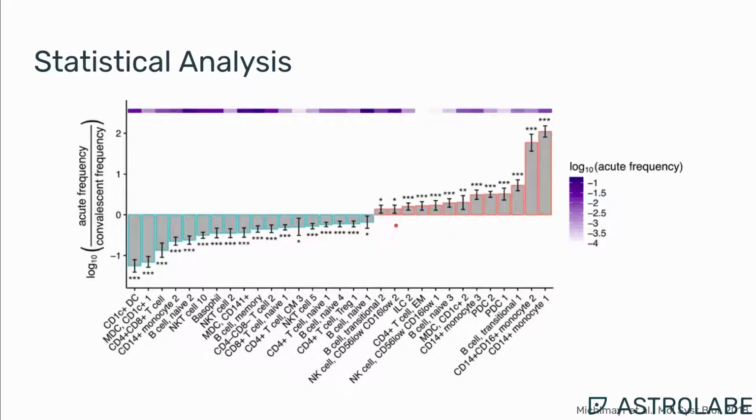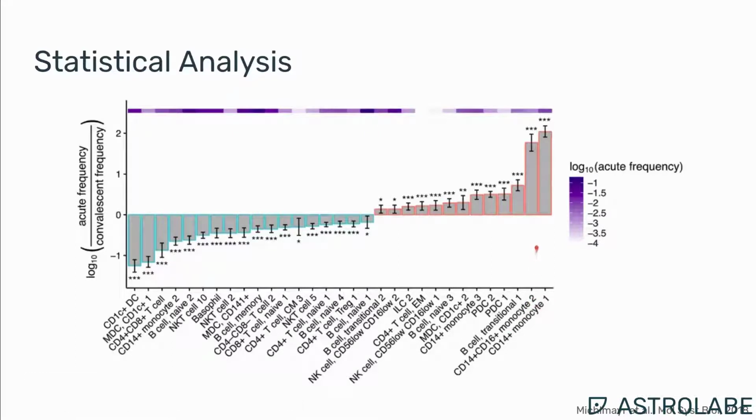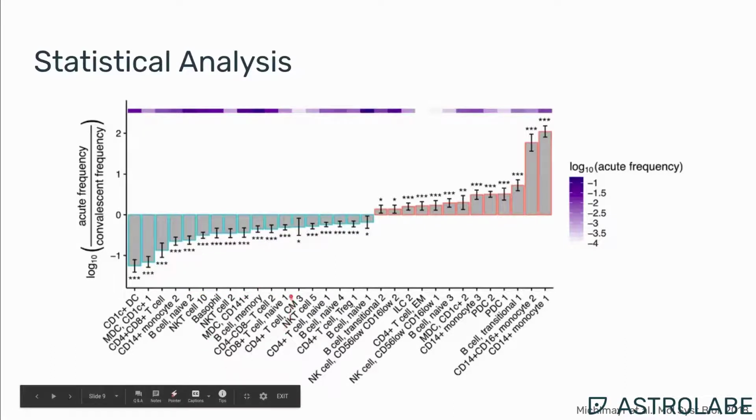What this means is that all of these subsets that are in red are higher in the acute time point compared to the convalescent time point. So for example, you can see that there's a cluster of classical monocytes and a cluster of intermediate monocytes, which are much more abundant in the acute time point. On the other hand, everything in blue is more abundant in the convalescent time point. For example, you will notice that several T cells and B cells, notably this population of naive CD8 T cells, are all higher in the convalescent time point.